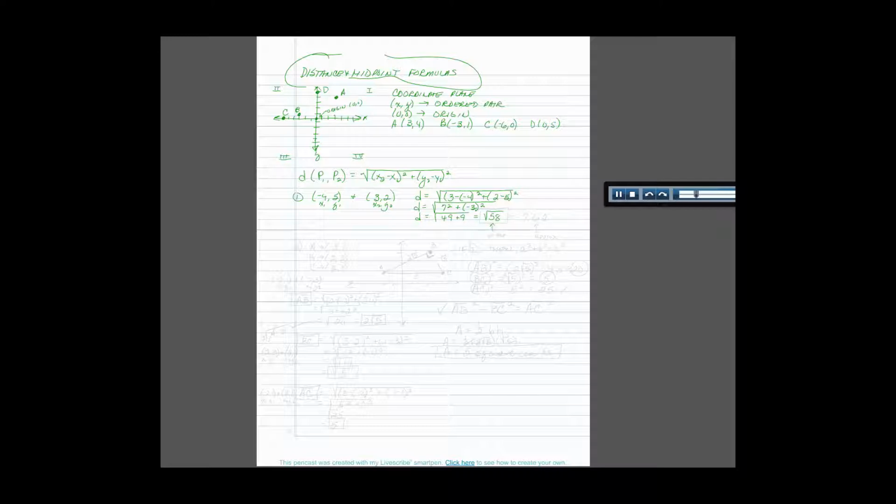Now, that is the square root of 58. If we want an approximate, you put that in your calculator, square root, and then 58, and you're going to get approximately 7.62. So that is the approximate answer. But when you have it still in like this with the square root, that's the exact answer.